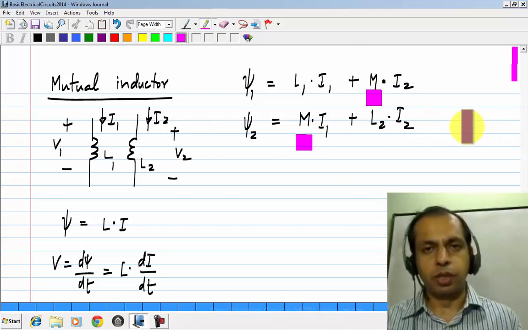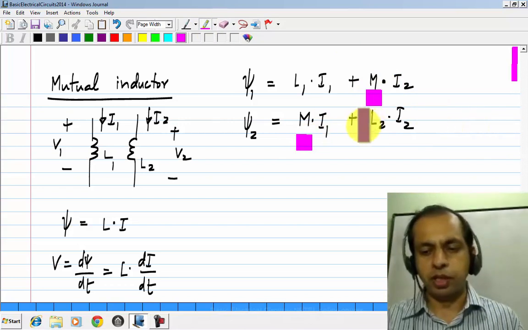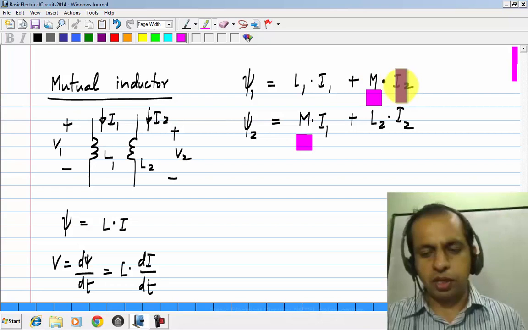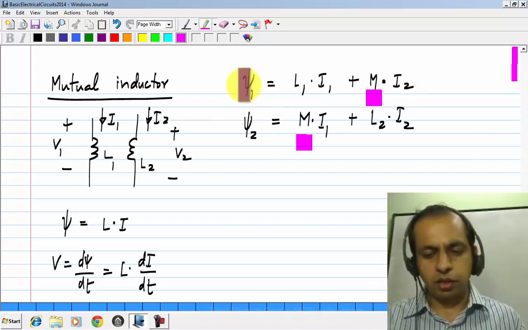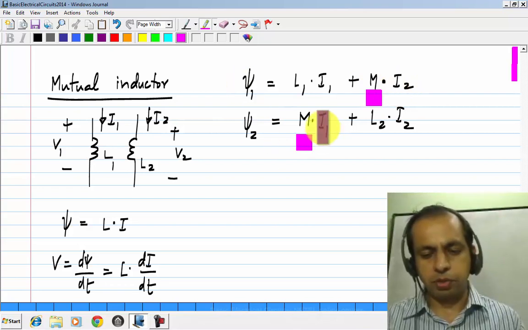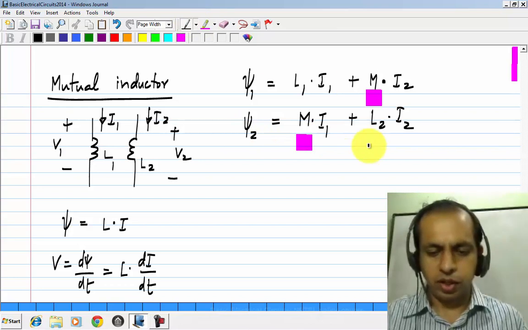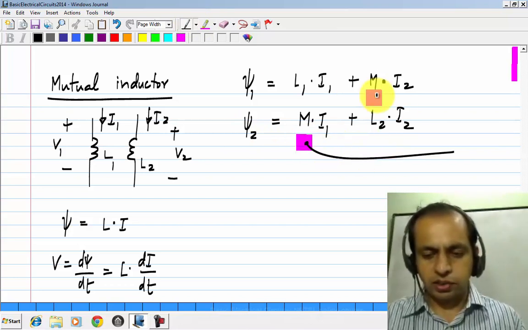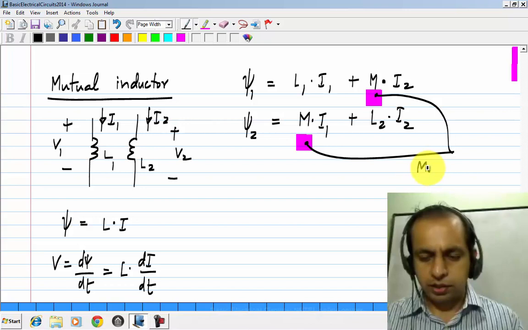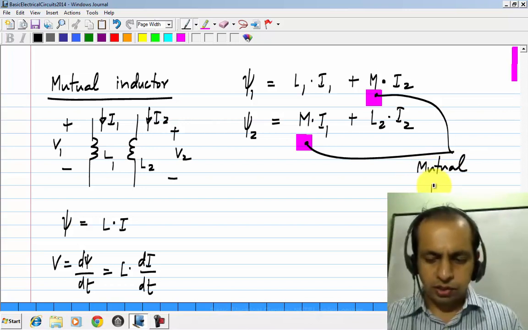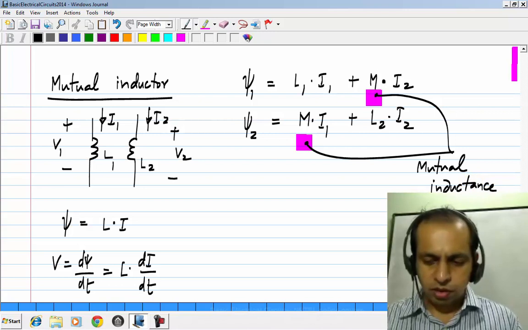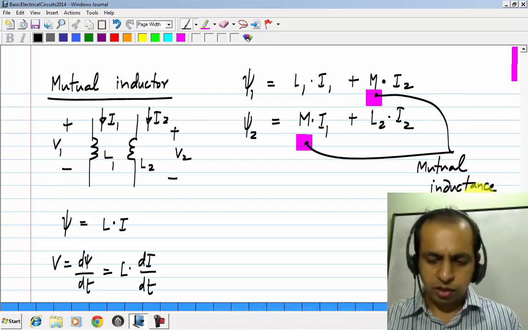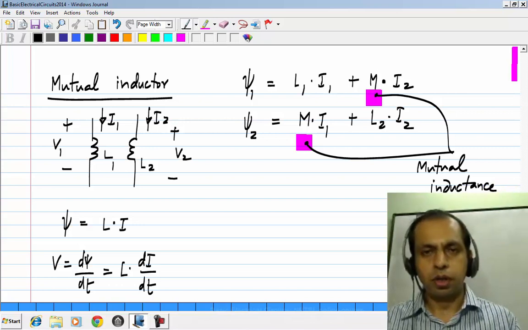So, the same coefficient appears here and here. We won't discuss why that's the case, but that's a fundamental property, that is, the proportionality constant between I2 and psi 1 is the same as between I1 and psi 2. And this constant is known as the mutual inductance between L1 and L2.